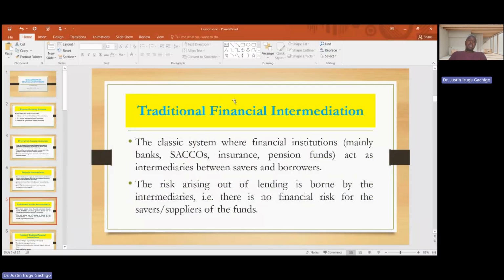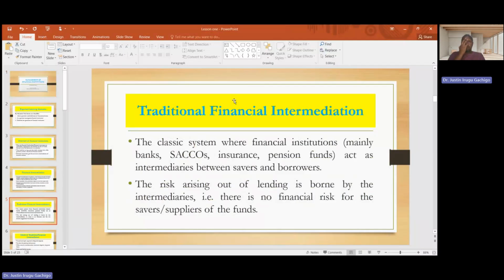So this is the classical system, the one that we know, or the one that our parents used to work on, where people used to go to the bank, the physical bank, and do the transaction. So the risk arising out of the lending is borne by the intermediaries, i.e., there is no financial risk for the savers or suppliers of the fund.